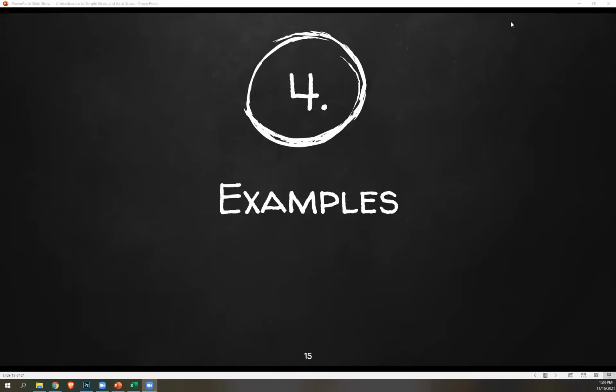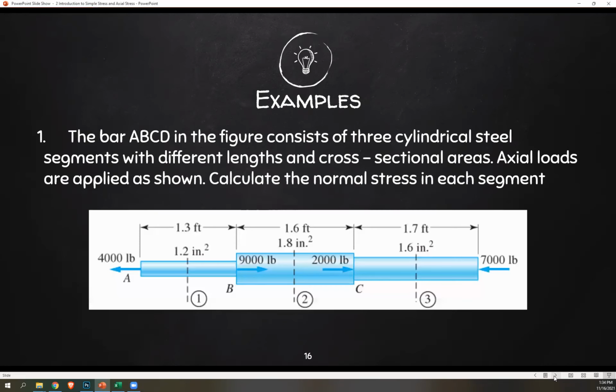Last meeting, we discussed concepts for simple stress and axial stress. So for today, we'll have examples. Let's start with example number 1.